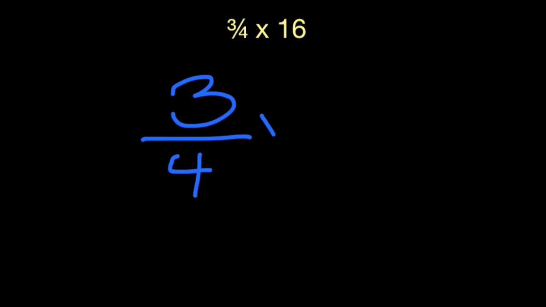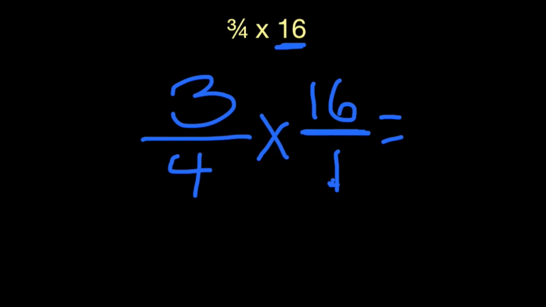3/4 times 16. 16 is a whole number. We need to turn it into a fraction. So we got 16, and we need to find a number that goes beneath this in the denominator. So 16 over what will still be 16? 16 divided by what number is still 16? 1. 16 divided by 1 is still 16. Then you just go ahead and multiply. 3 times 16 is 48. 4 times 1 is 4.